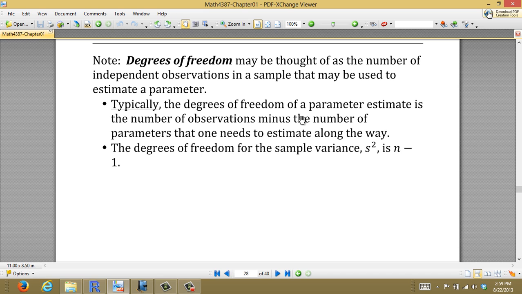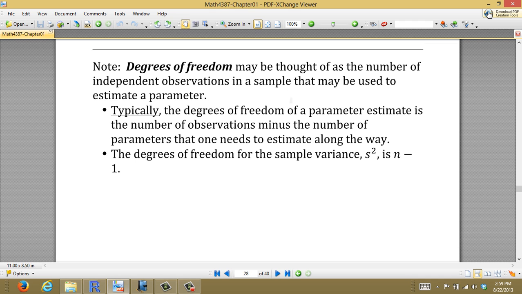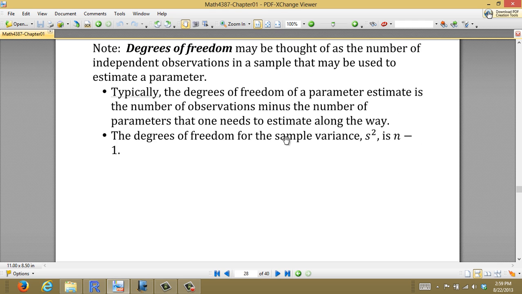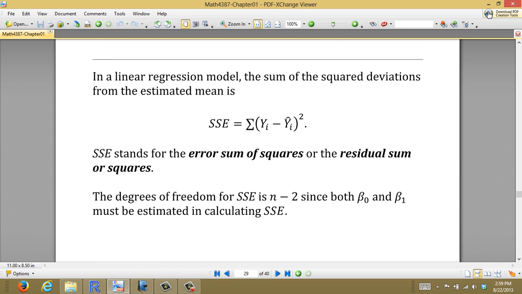And typically the degrees of freedom of a parameter estimate is the number of observations minus the number of parameters that one needs to estimate along the way. And so when we were looking at the degrees of freedom for the sample variance, the only parameter that we had to estimate was mu, which was estimated by y bar. So the number of degrees of freedom is n minus 1.